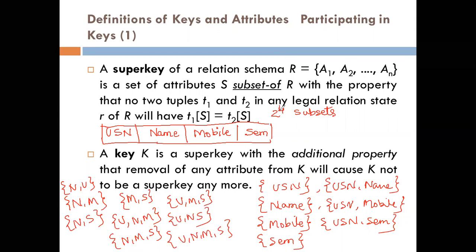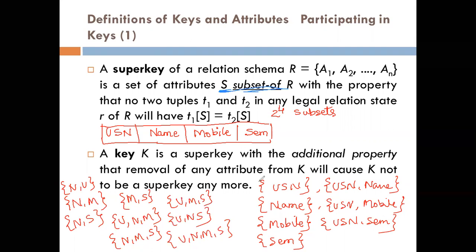A super key is a subset of attributes of R with a property that no two tuples in any legal state will have the same value, that is, t1 of S is equal to t2 of S. What is the meaning of it? No two students should have the same value for a super key. Then we'll apply it one by one.